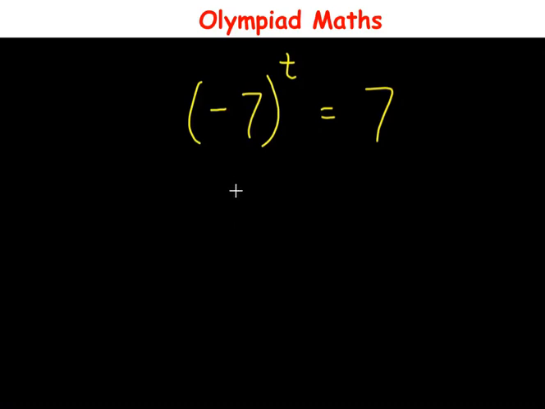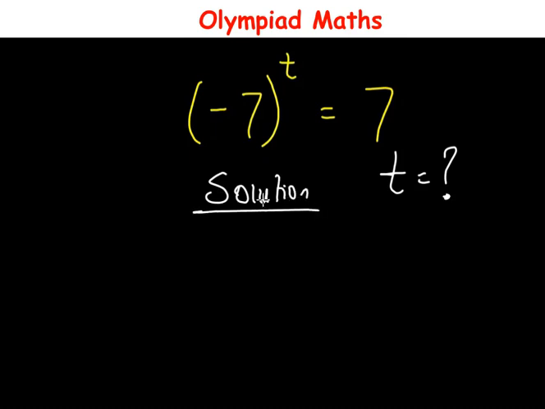Hello everyone, in this video let us solve this question. We have (-7)^t = 7. What is the value of t? So t is the unknown to solve for. To solve this, we have (-7)^t = 7.